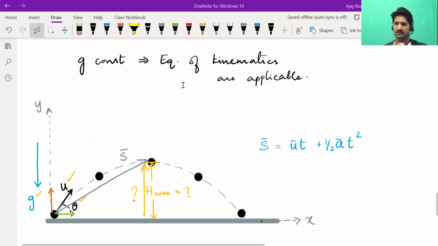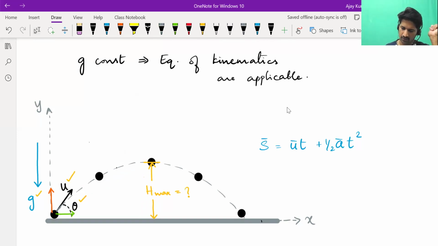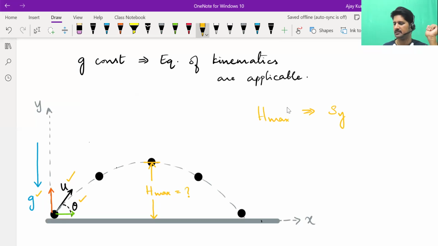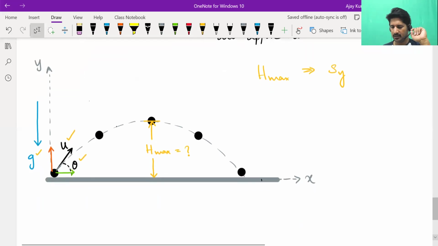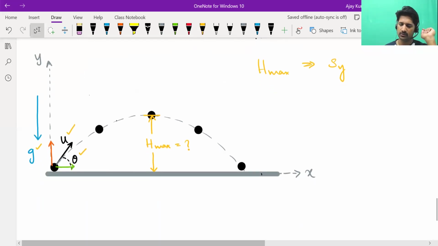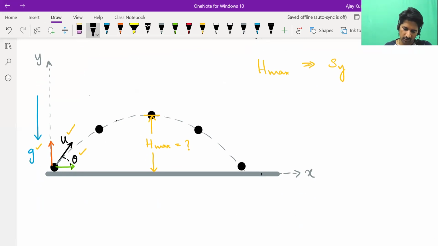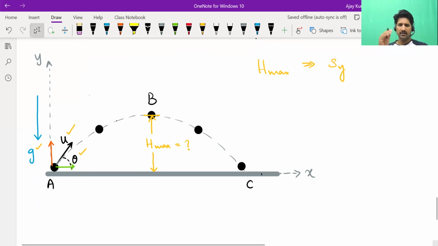Yes, sir. It is. Okay. So what we are looking for is not complete displacement. We are looking for displacement only in the y direction. That's the main idea here. Hmax is nothing but displacement in the y direction. Now tell me, how can displacement in the y direction be calculated from the initial instant to that point? Let's call the point of projection A, this maximum height point B, and the point where it strikes the ground again C. So from A to B, how to find out the y component of displacement?